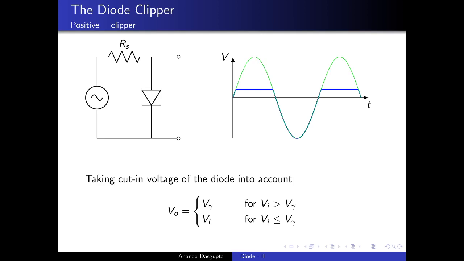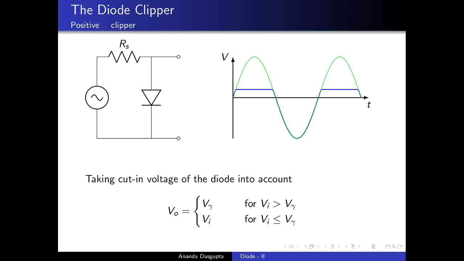So the positive half is clipped, not quite all of the positive half. A bit of the positive half remains because of the cut-in voltage. So this actually tells you that using a diode for a clipper does not exactly achieve the pulse shaping need that you may have. If you wanted to exactly get rid of the positive half of the cycle, this will not really do it precisely.